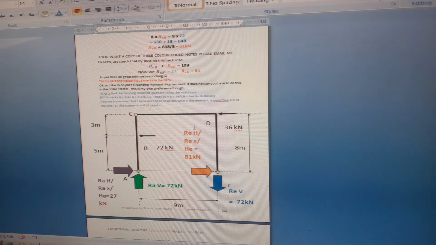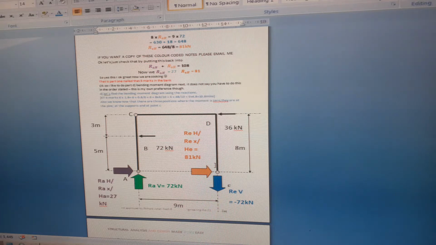So now on to part B, which was to find the axial forces, and part C was to find the shear forces, but I like to do the moment first. So basically I'm going to do part D first. Exam technique, 6 marks allowed. 6 times 1.8 is 6 plus 0.8 divided by 6 is 6 plus 8 times 6 over 10. 8 times 6 is 48. 48 over 10 is 4.8. That's 10.8 minutes. As we also know now, there are 3 positions where the moment is 0. They are at A, C and E.